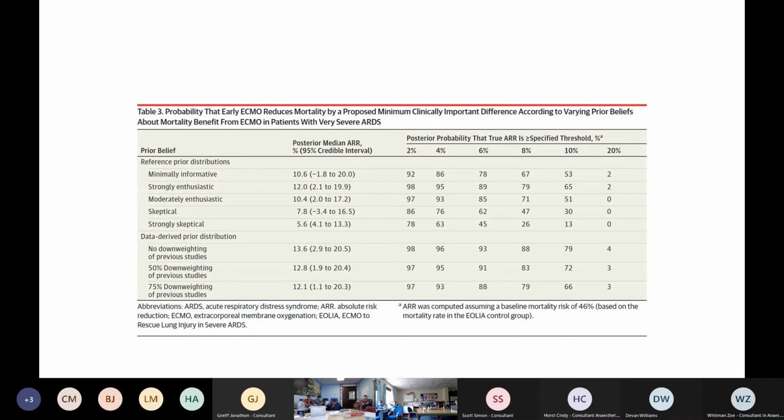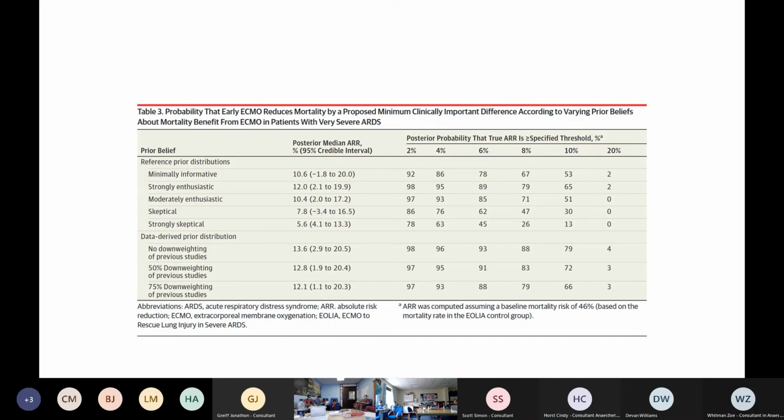No matter how enthusiastic you are, even if you're strongly enthusiastic, there is only a 2% chance that that is the case. However, what it also tells you is that even if you're strongly skeptical and don't think ECMO helps at all, more than likely there is at least a 4% mortality benefit, because you will see that number there. So strongly skeptical, 4%, there's a 63% chance that ECMO reduces mortality by 4% in that group.